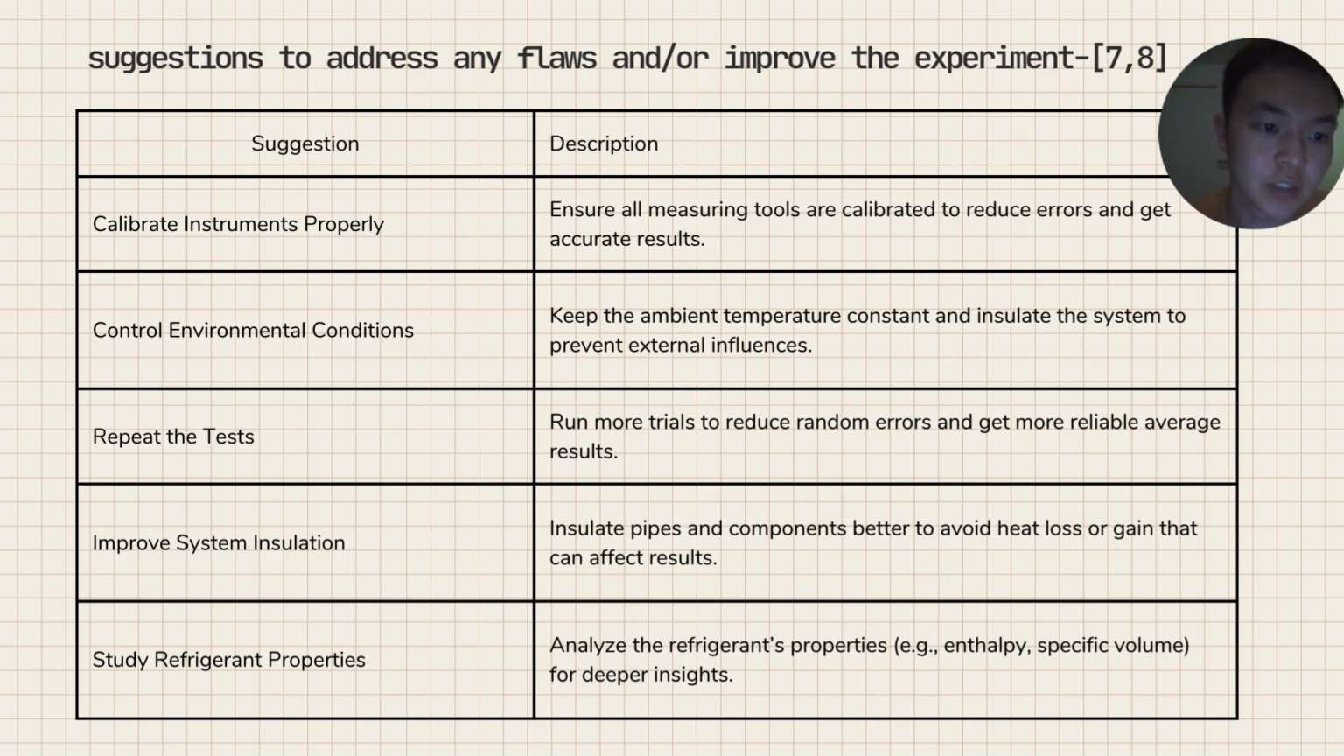prevent external influence. You also need to repeat the test, run more trials to reduce random errors and get more reliable average results. We also need to improve system insulation, insulating pipes and components better to avoid heat loss or gain that affects results. Lastly, we also need to study refrigerant properties, for example enthalpy and specific volume, for deeper insights, so as to avoid errors.